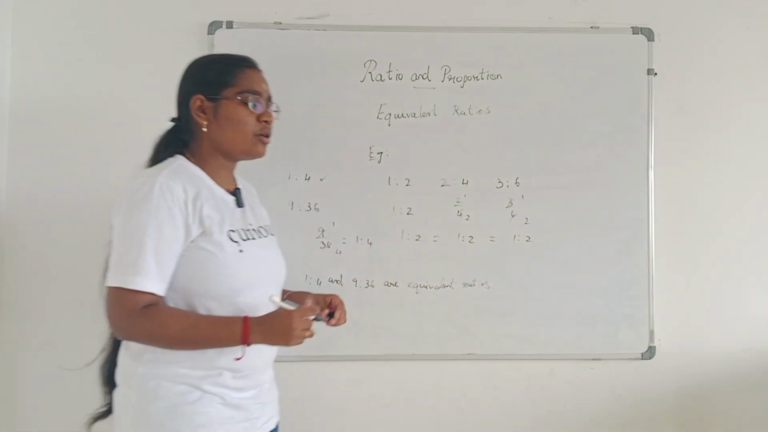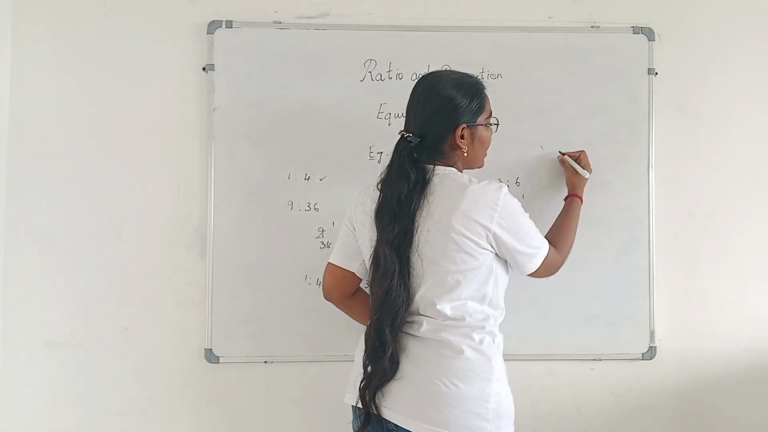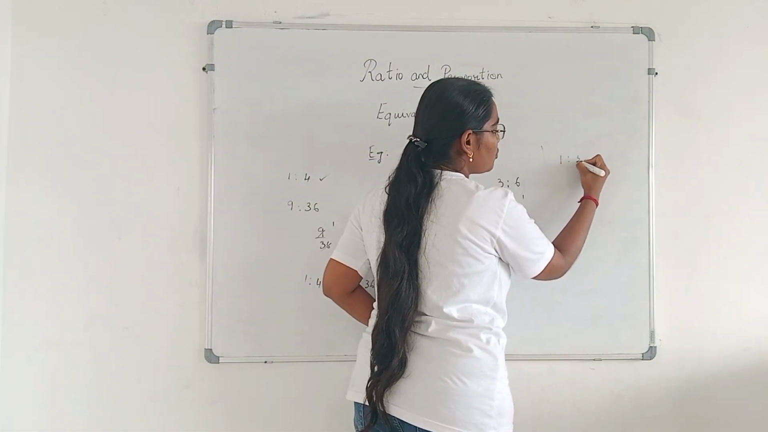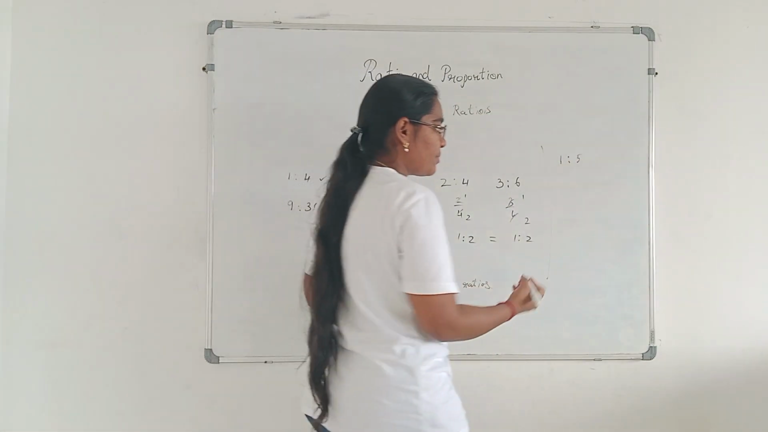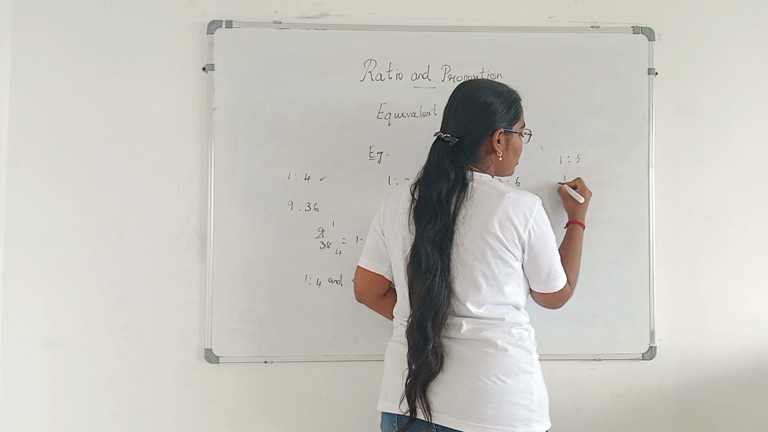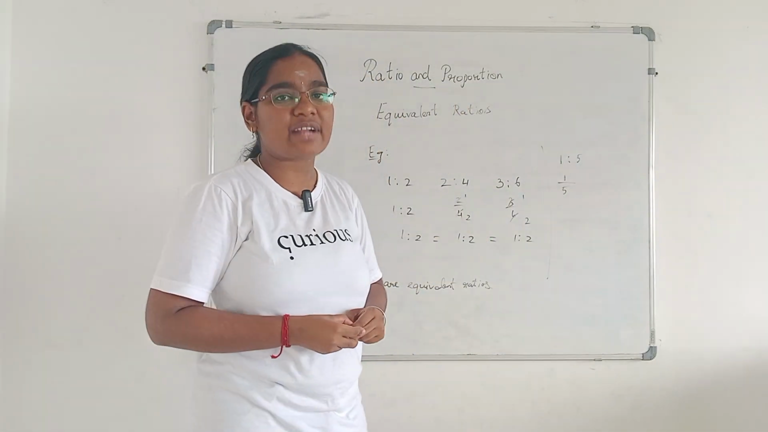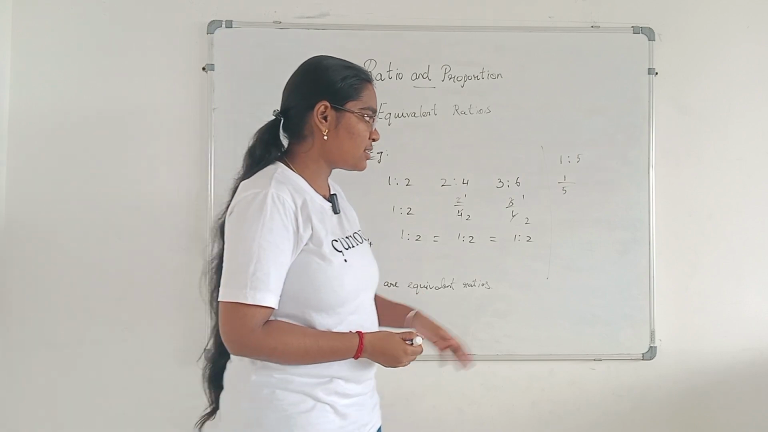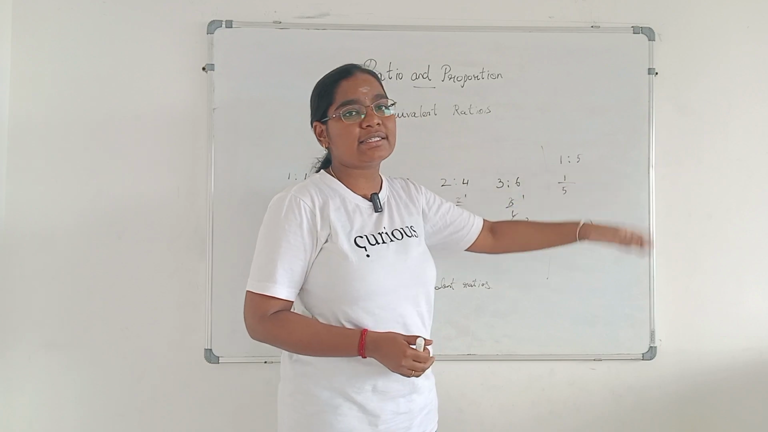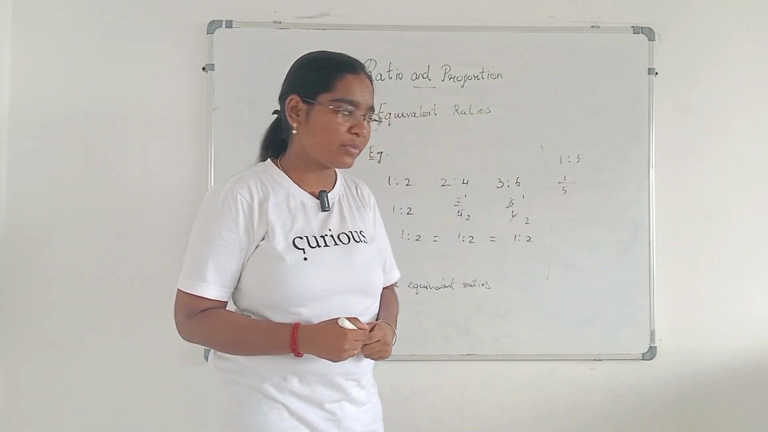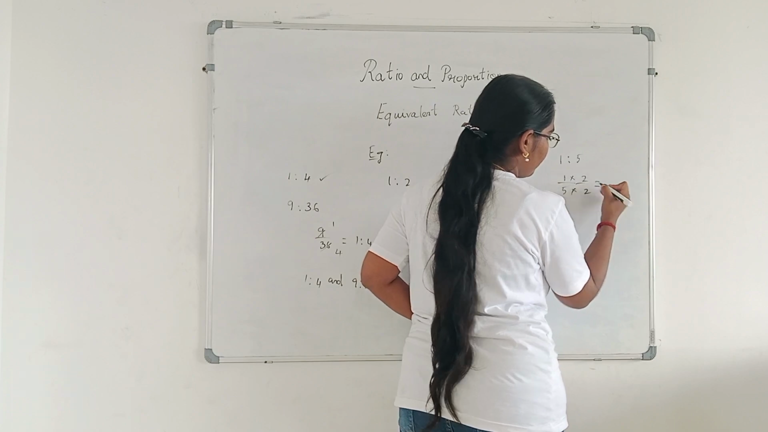Okay. So if there is one problem where they are asking to find equivalent ratios of 1 is to 5, what you should do is, step number 1, write this 1 is to 5 in fraction form. Next step is multiplying the numerator and denominator by the same number. For example, multiplying the numerator and denominator by 2.